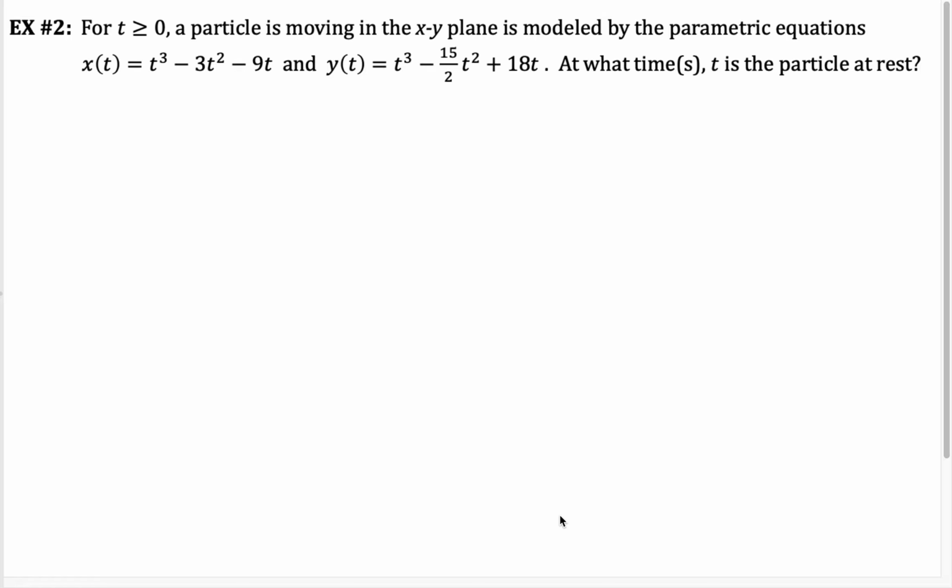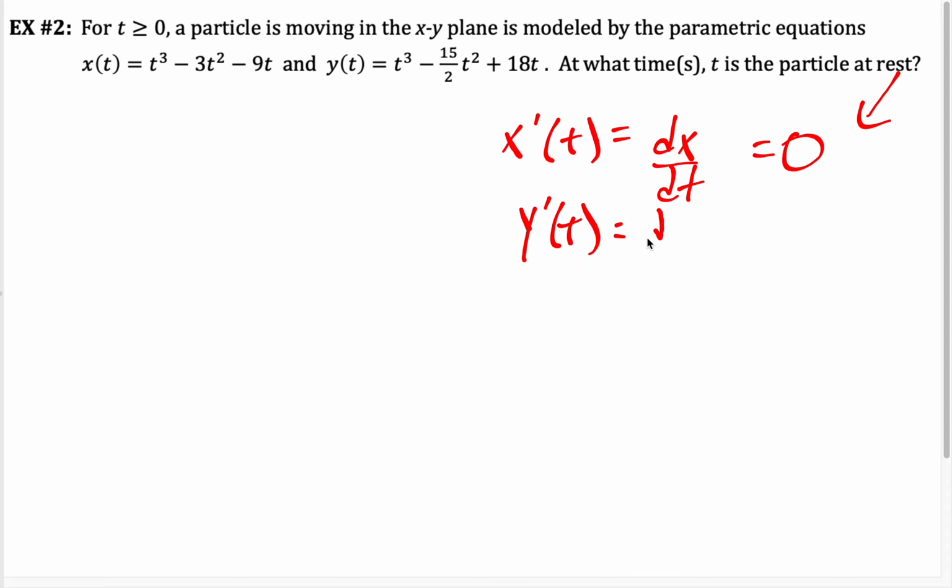Example 2. For t greater than or equal to 0, a particle moving in the xy plane is modeled by the parametric equations given right here. At what time t, or times t, is the particle at rest? Well, let's refresh our memory on what that means. So x prime of t, which is also dx/dt, and y prime of t, which is another way to write dy/dt.